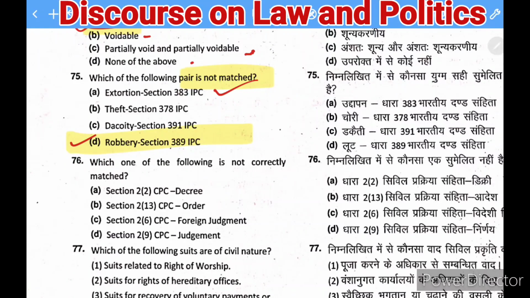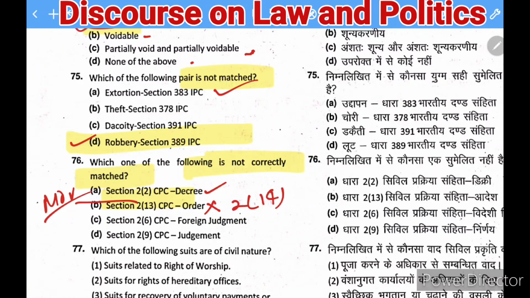Moving to the next question, again it is from which is not correctly matched. So here you can see which is not correctly matched. Now let's start one by one. Section 2 clause 2 of the CPC is decree, yes, it is correctly matched. Section 2 clause 14 of CPC is order, it is not correctly matched because order is in section 2 clause 14, and section 2 clause 13 talks about the movable properties.